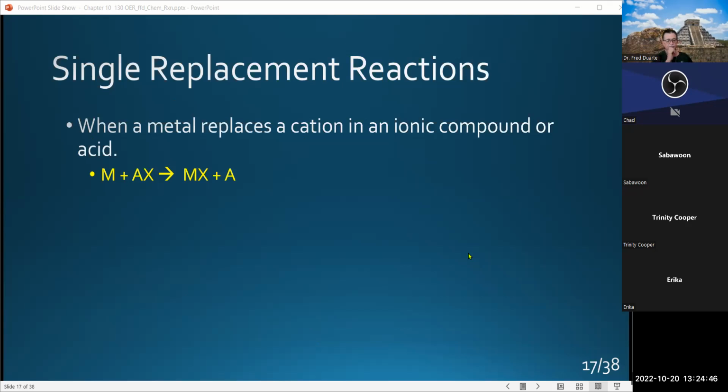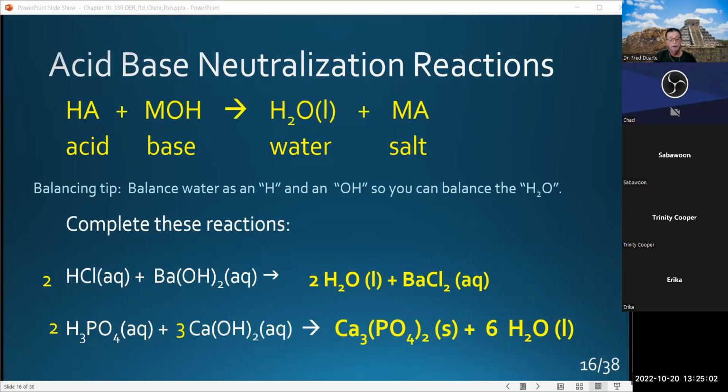Now, this is the single replacement reaction. Okay, I had a question here. Let's go back. The question was, do we have 6? No, there's a total of 12. Let's go back to it. Okay, you have this 6 right here, and then every molecule of hydroxide has 2, and you have 3 of those, so you have a total of 6 hydrogens from calcium hydroxide and 6 coming from the phosphoric acid, which is a grand total of 12 hydrogens.